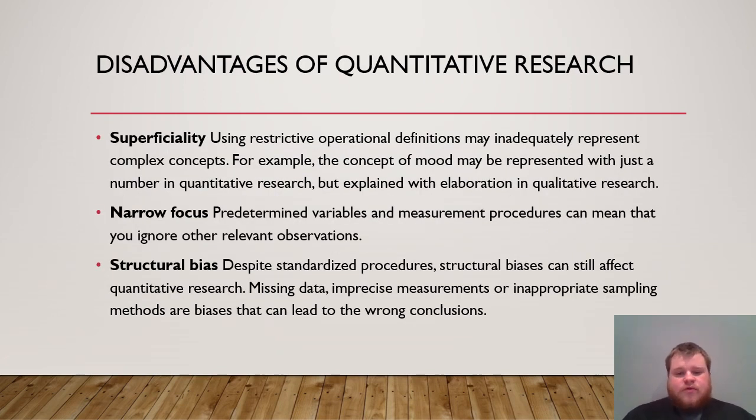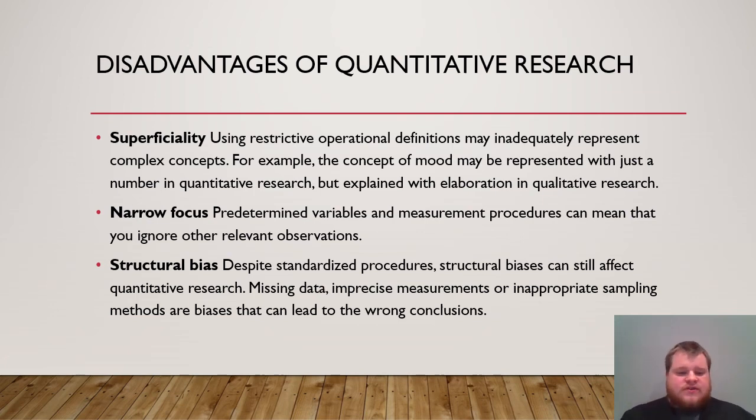Some disadvantages of quantitative research are its superficiality. Using restrictive operational definitions may inadequately represent complex concepts. For example, the concept of mood may be represented with just a number in quantitative research, but in qualitative research it may be, what type of mood: angry, mad, sad, explain. It's kind of common in pain scales, rate your pain 1 to 10, versus, oh, my pain is aching or burning or it's hot or whatever the case may be.